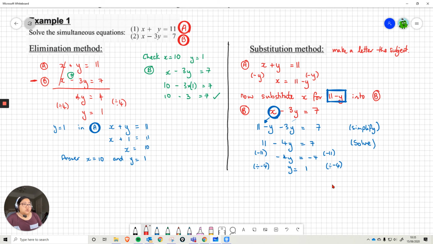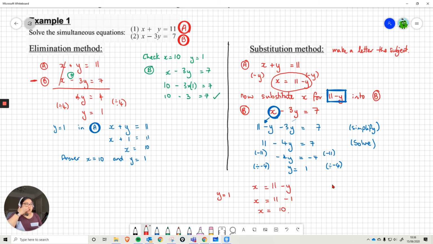So now we need to work out x by substituting it back in. And we know from our rearranging that x equals 11 minus 3. Or sorry, 11 minus y. So I'm going to use that. So I know x equals 11 minus y. I know y equals 1, and I'm going to substitute that back in. So 11 minus 1, which means x equals 10.